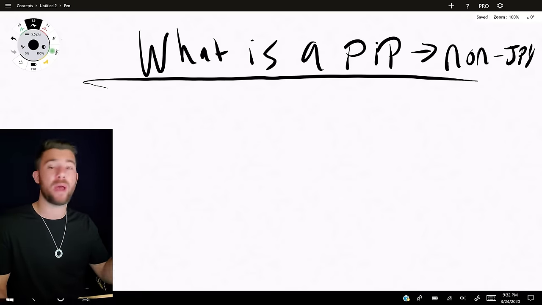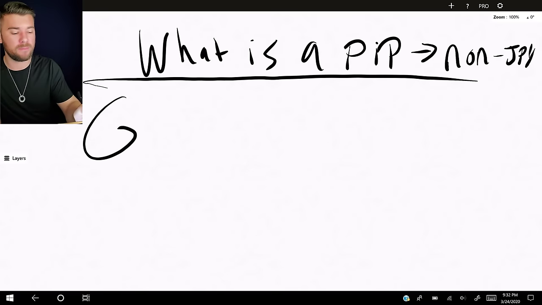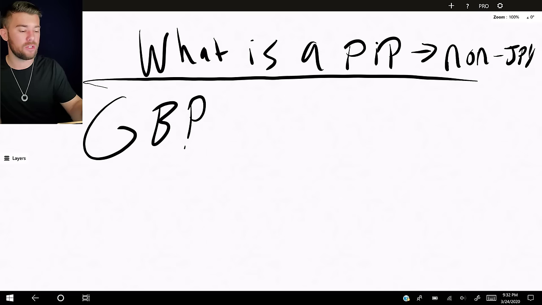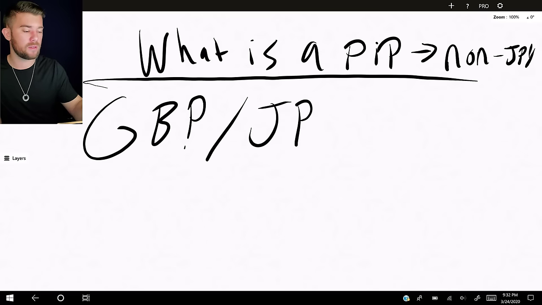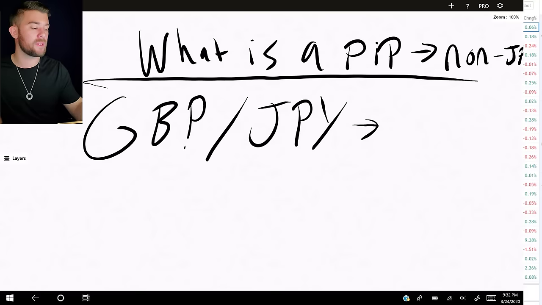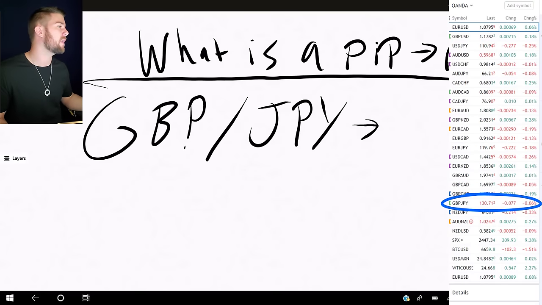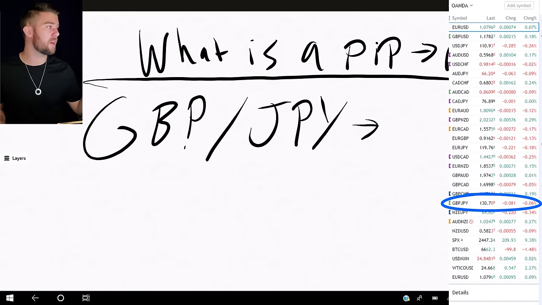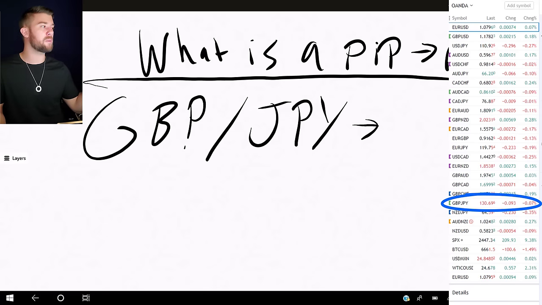Let's go into another yen pair. Let's try out the pound yen. So GBP, JPY. And the value of this currency pair right now, if I find it on the chart, and I'll show you a screenshot of it somewhere, the value of the pound yen is 130.70.